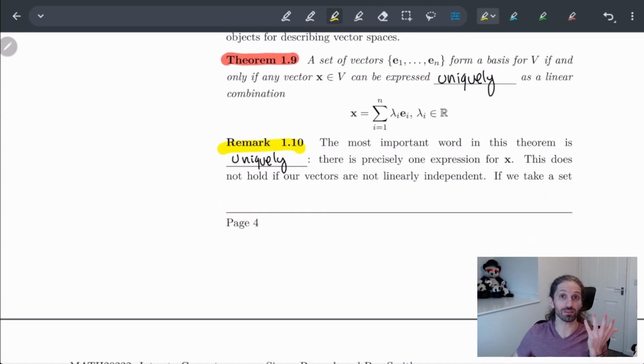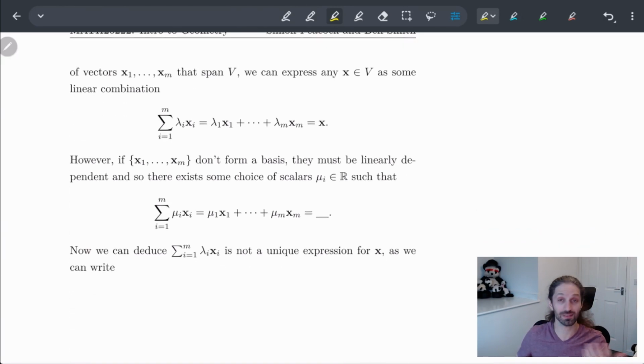Now, if we want, we can actually see when this is not the case. So we're going to take a set of vectors, we're going to have them span V, but we're going to remove the linearly independent condition. Let's have something that's dependent. So here I have a set of vectors x1 to xm. They span V, and I'm going to have the combination equal to some vector x. Okay, so we have this linear combination.